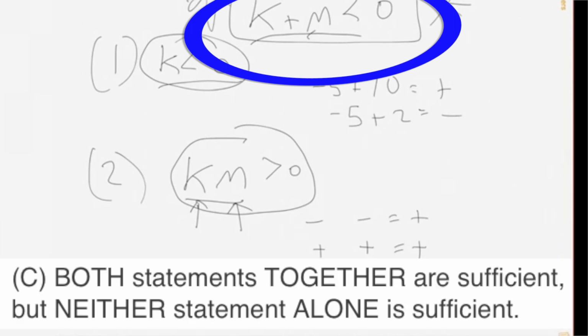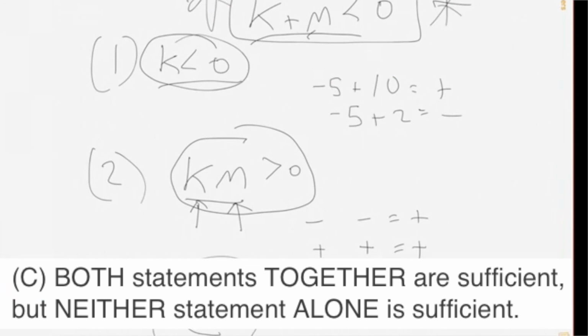All right, that means by themselves 1 and 2 are not sufficient, but together they are sufficient, making C the correct answer. Thank you.